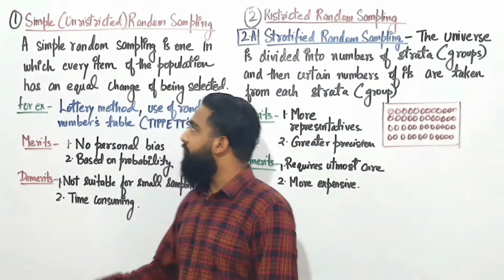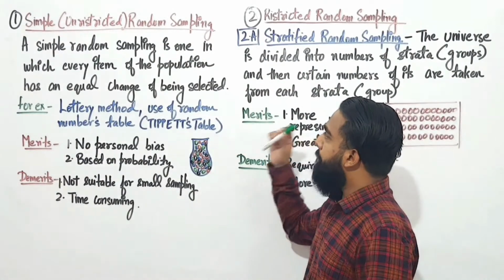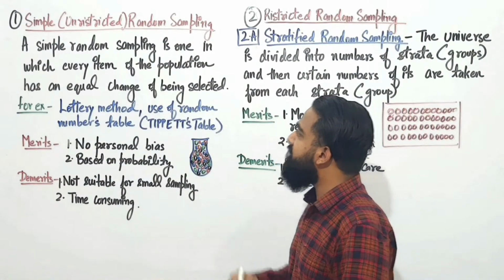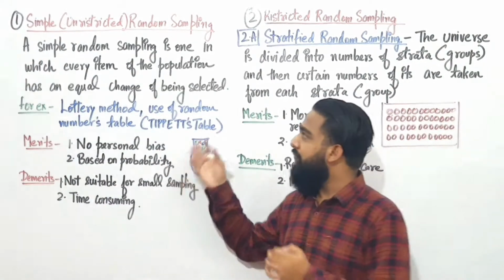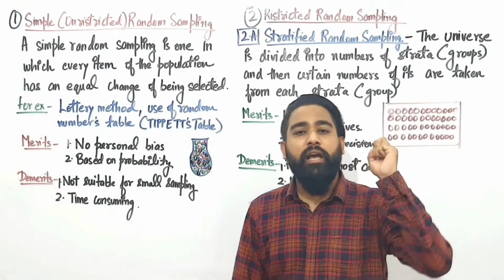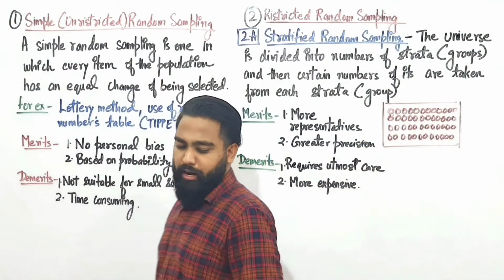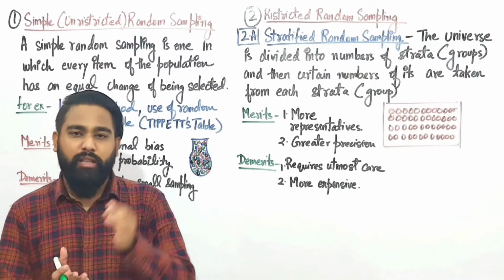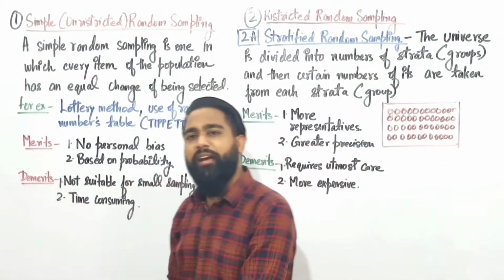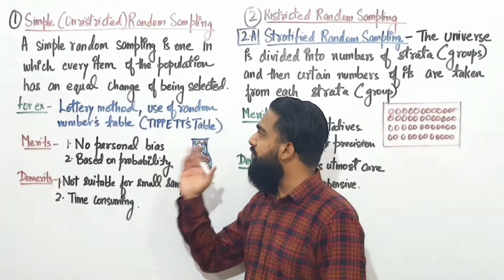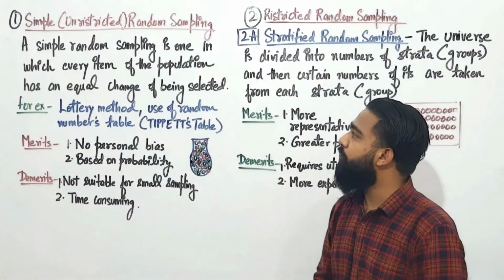Now, let's start with the first one, which is simple unrestricted random sampling. A simple random sampling is one in which every item of the population has an equal chance of being selected. Basically, it is exactly the same as the random sampling you studied under the method of sampling, where each and every item of a population has an equal chance of being selected. So it becomes easier for you to understand.